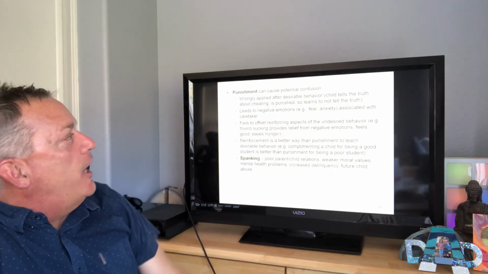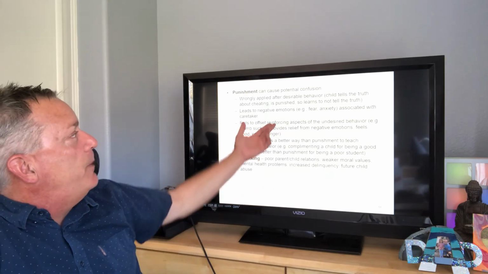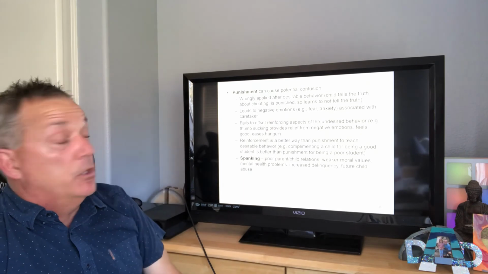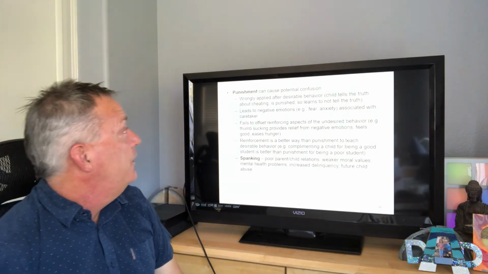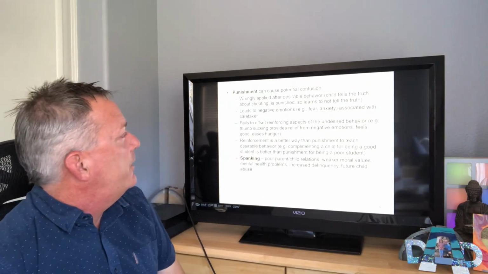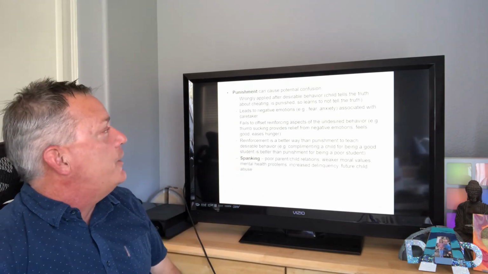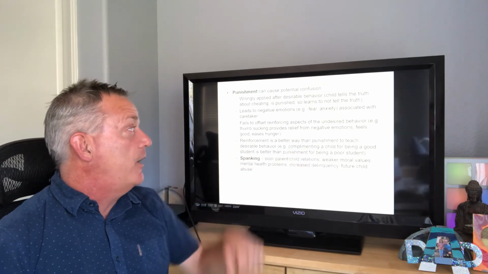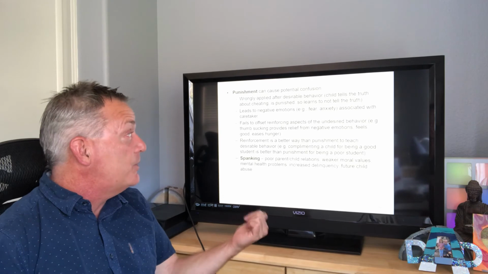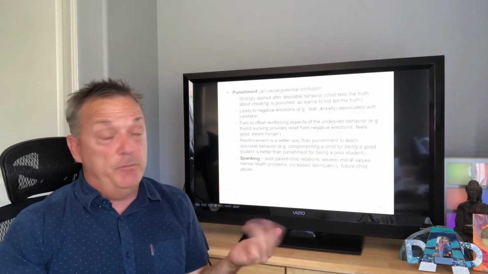Punishment is wrongly applied after a desirable behavior. A child tells the truth about cheating, is punished, and so learns not to tell the truth. It leads to negative emotions associated with the caretaker. It fails to offset the reinforcing aspects of the undesired behavior. For example, thumb sucking provides relief from negative emotions.